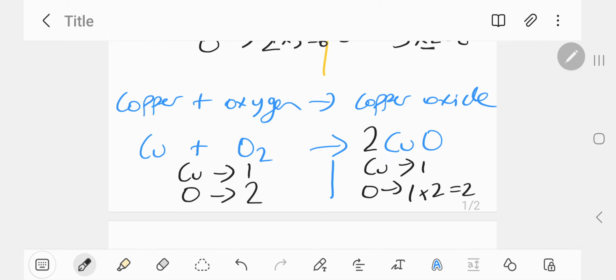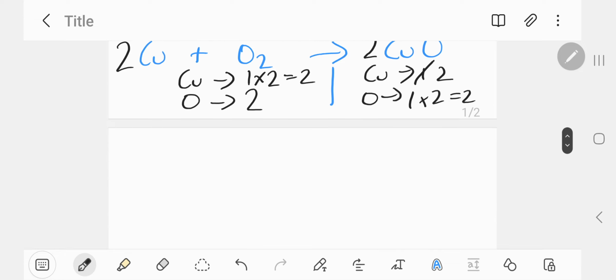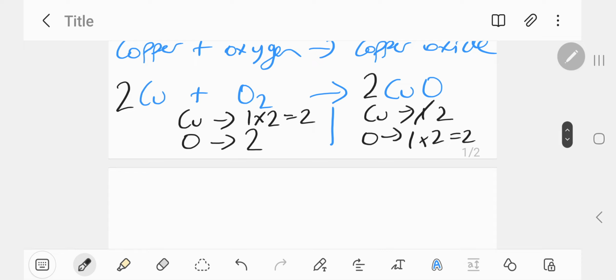Put a 2 out the front. Now the copper becomes 2. To turn this into a 2, we multiply by 2 to get 2 and put the 2 at the front. Now it's balanced. So there's some examples of corrosion.